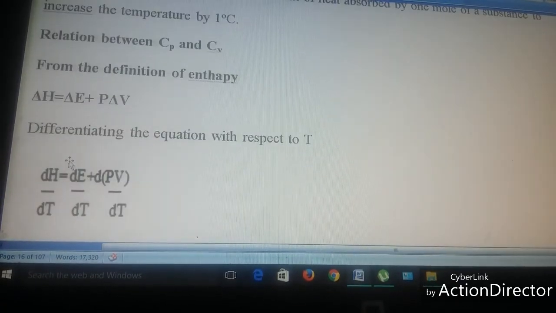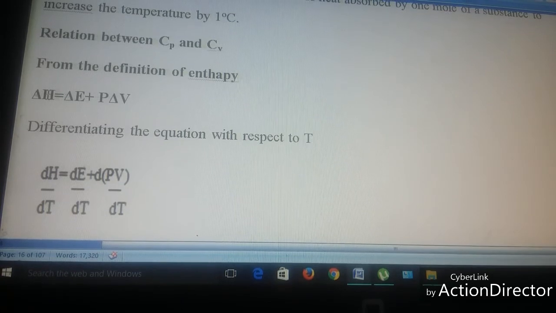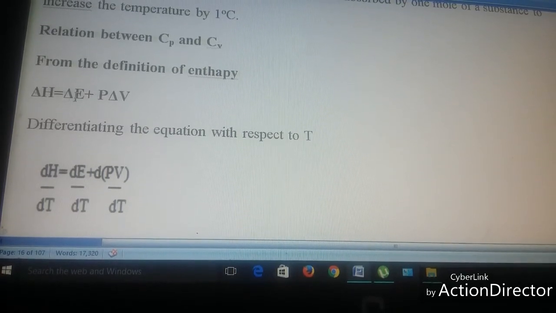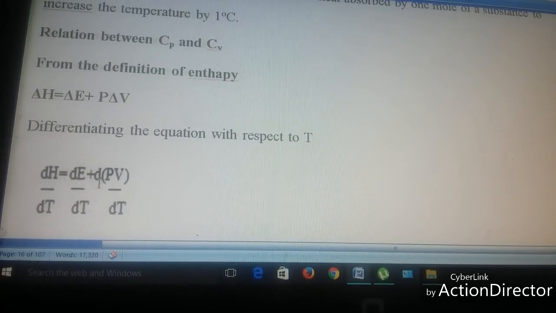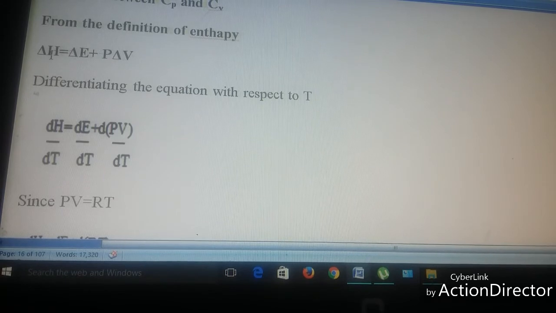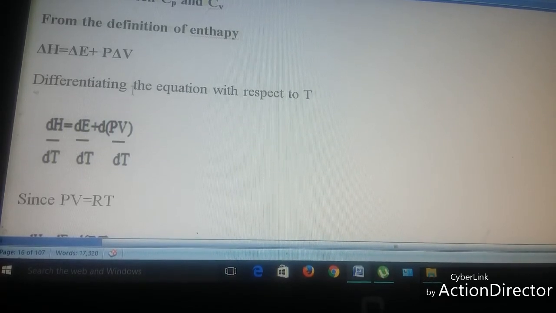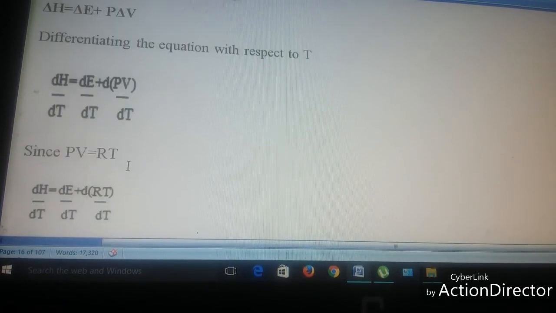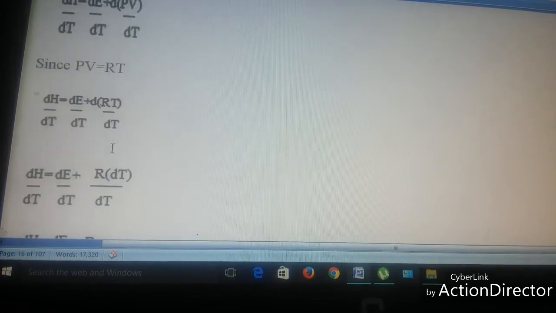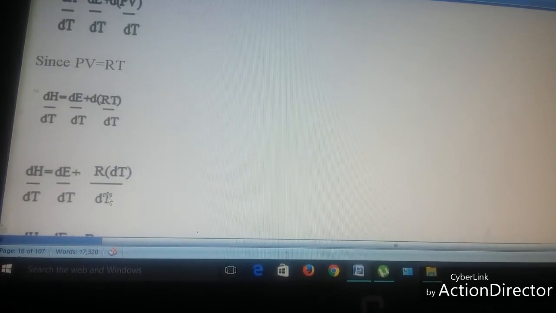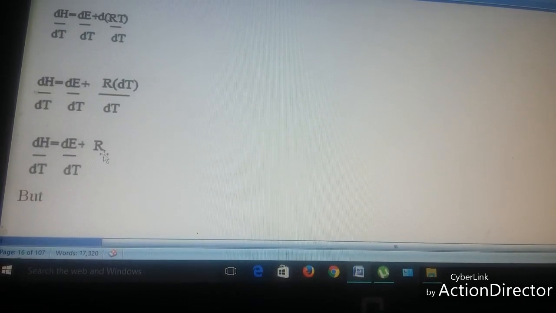Now from the definition of enthalpy, we already know this equation, that is delta H is equal to delta E plus P delta V. Now let us differentiate it with respect to temperature. This will be dH upon dT, dE upon dT, and d(PV) upon dT. But PV is RT, so instead of PV you can write RT also. R is a constant, so this will be dT by T. This gets cancelled, you are left with R.